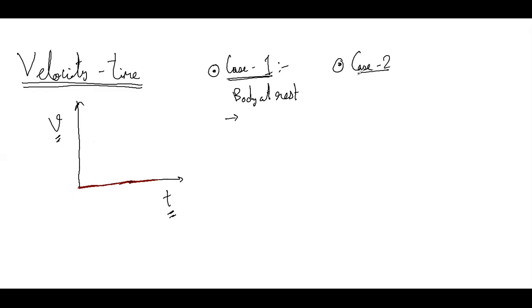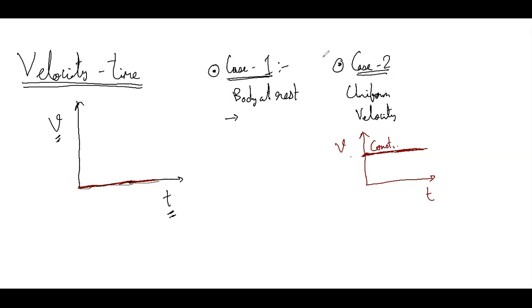Then case 2: the particle is moving with uniform velocity. So in this case, it will be parallel to the x-axis, the time axis. I am drawing it. Why will it be parallel to the x-axis? Because velocity is constant. So at different times the velocity is the same.